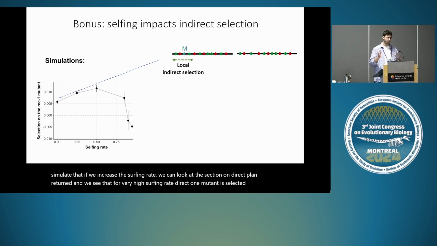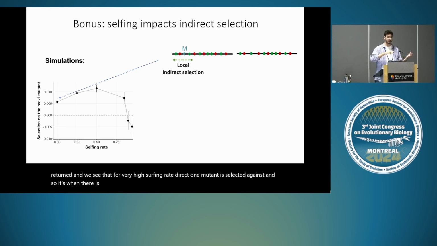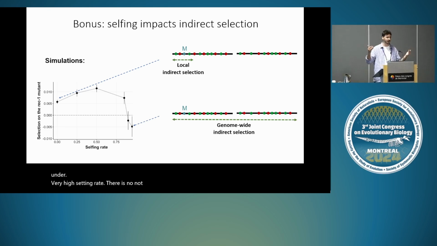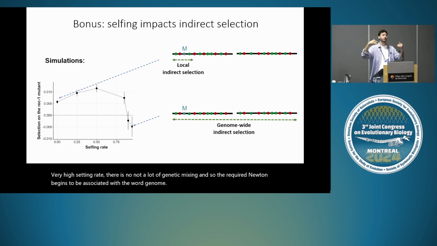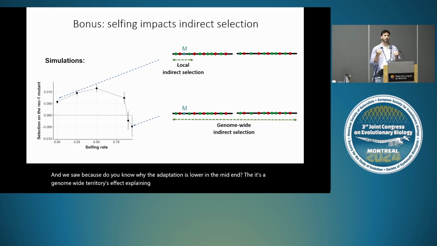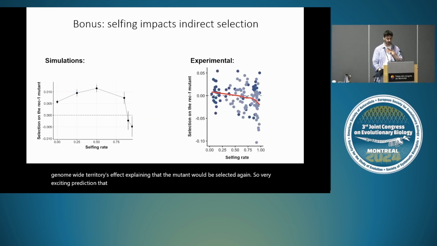So when there is a low selfing rate, it's what I showed you before: selection is mainly local. But under a very high selfing rate, there is not a lot of genetic mixing, and so the REC1 mutant begins to be associated with the whole genome. And because genome-wide adaptation is lower in the mutant, it's a genome-wide deleterious effect, explaining why the mutant would be selected against. So a very exciting prediction that Laurence from my lab tested, but I was not here.